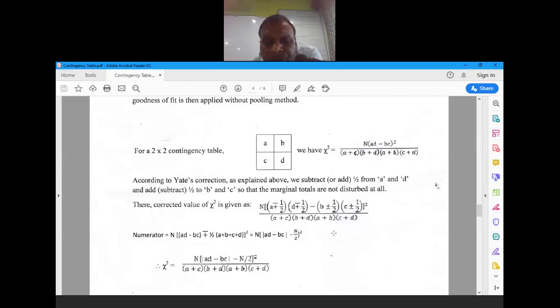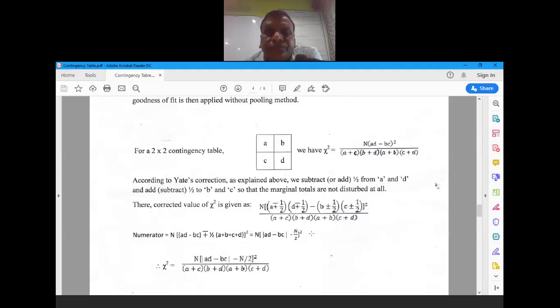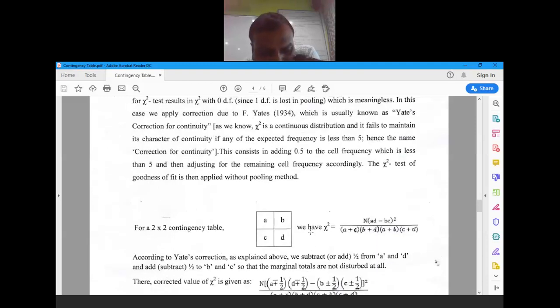It is just like how we convert a discrete frequency distribution into a continuous one. So it remains like this. Have you understood or not?